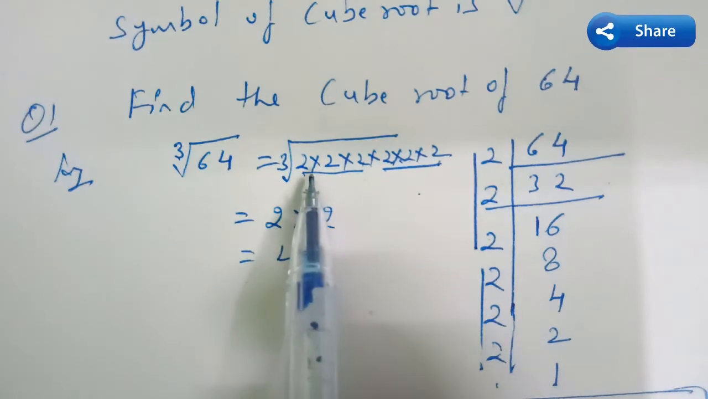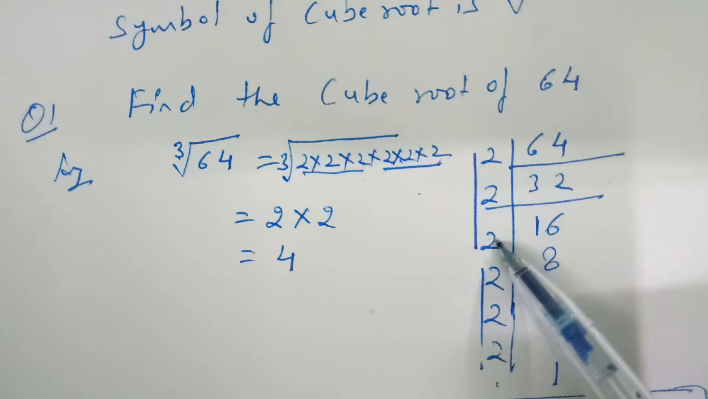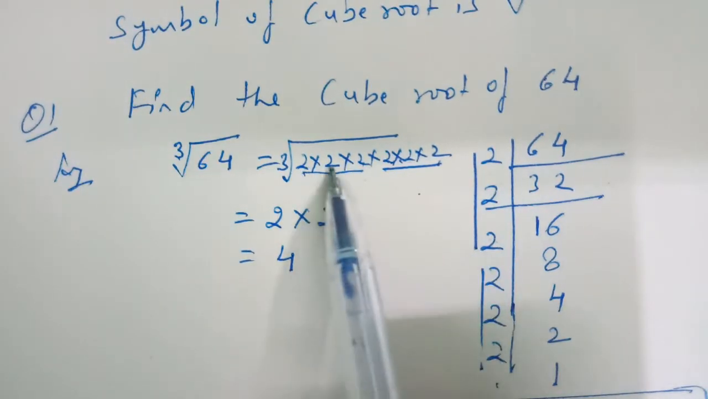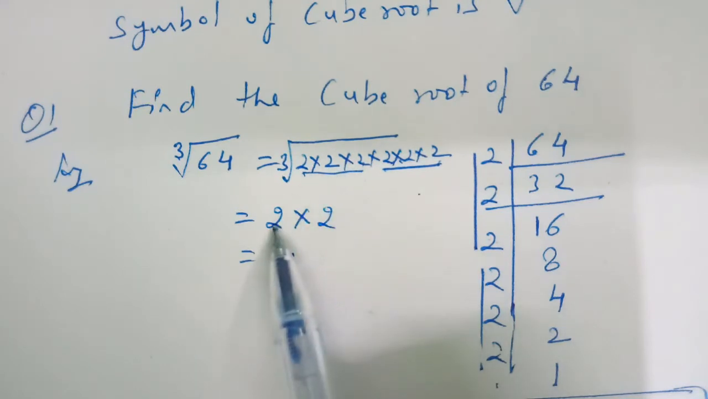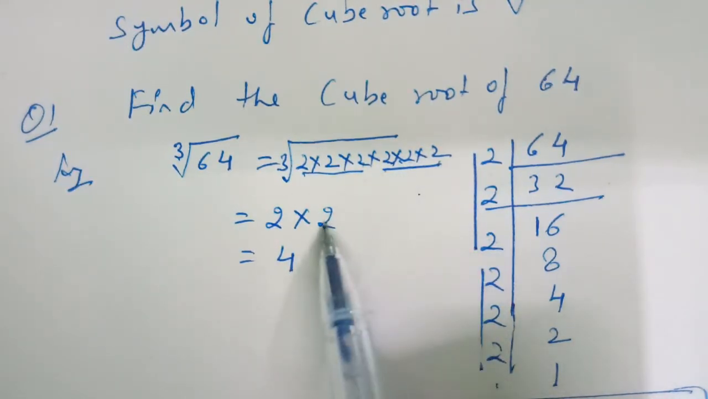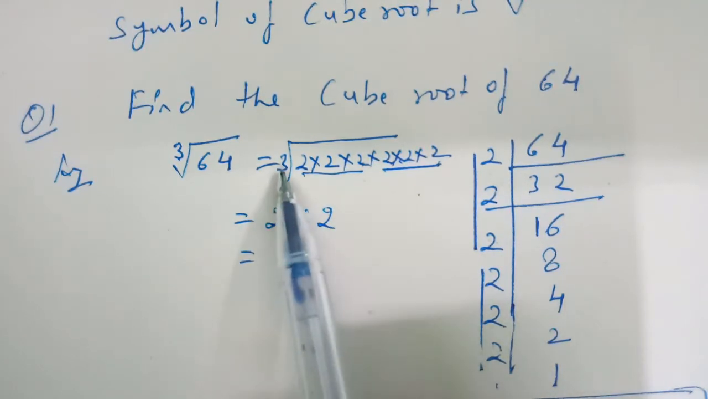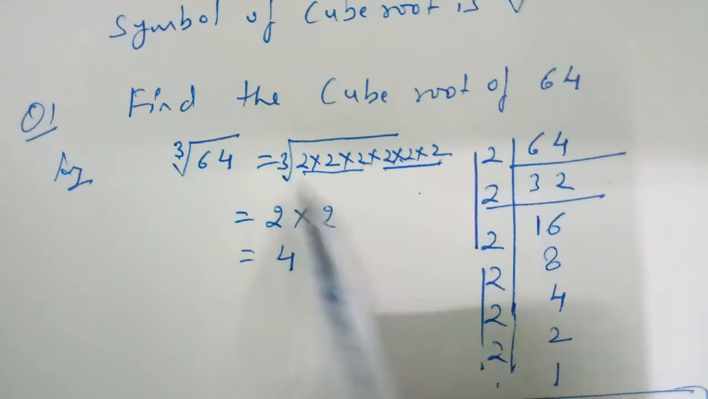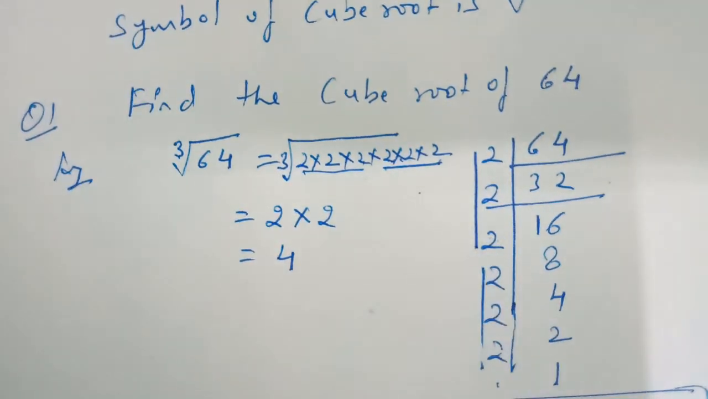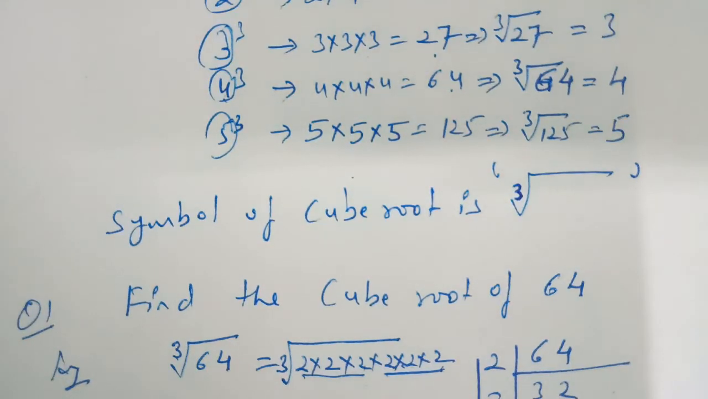So what you have to learn over here is, you have to find the groups of 3 same numbers, and out of that group take one out, and if you have another group then take another from it and multiply both of them, whatever the number. Since we are finding the cube root, we have to take groups of 3 numbers. Let us take one more example, then it will be clear to you.